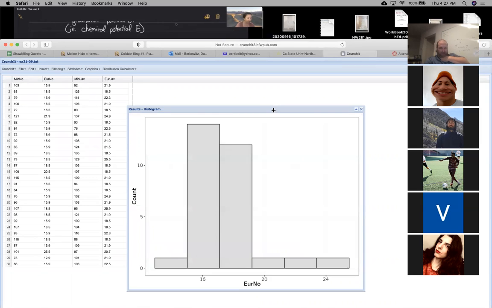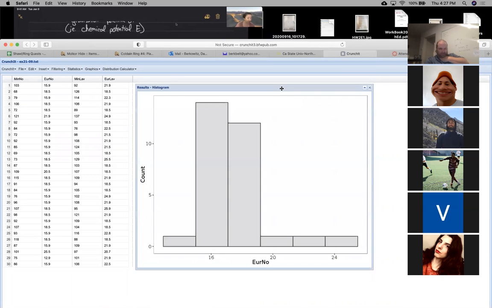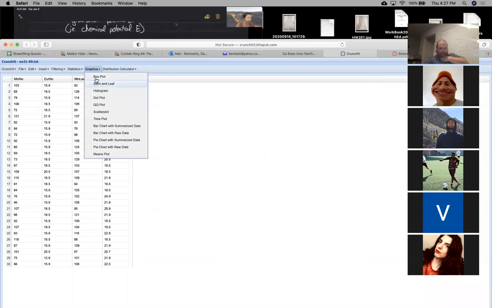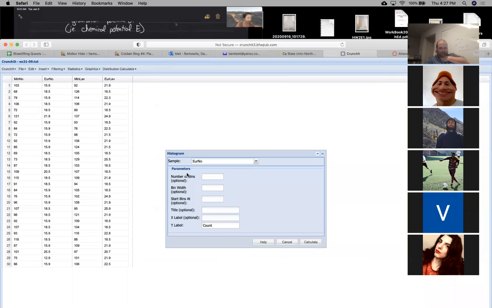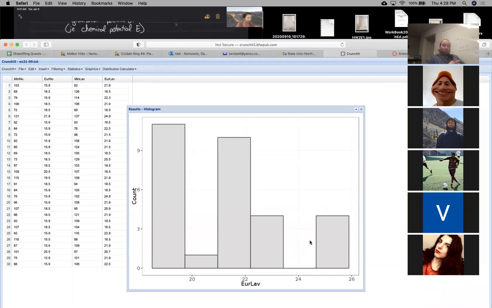Does that look normal to you? That's not horrible. All right, it goes up, it comes down. It's a little longer on this side. Let's do one for the other one. It's skewed a little to the right, yeah, a little to the right. Oh, well, that's certainly not normal. Okay, that's certainly not normal.